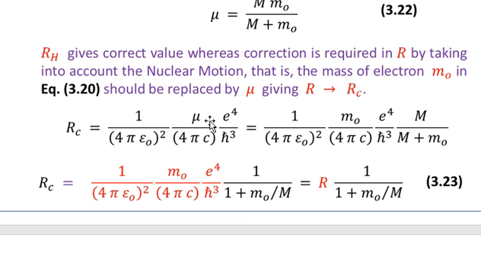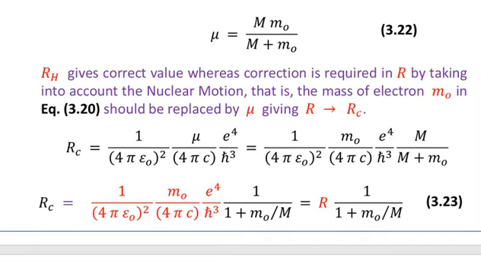And now I am going to plug in the value of mu, which, as you can see in equation number 2.2, is equal to m times m naught over capital M plus m naught. So I am using m naught over here at its original position, and the rest of the term is written on the right hand side, which is equal to capital M divided by capital M plus m naught.